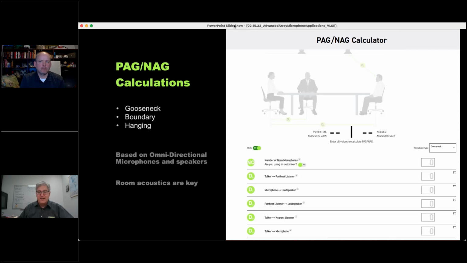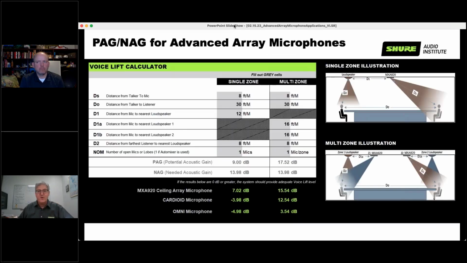Now, through lots and lots of trial and error and experience with people doing sound reinforcement and voice lift with ceiling microphones, if we go to the next slide, we've been able to come up with a worksheet that factors in the greatly superior directionality of a ceiling array microphone and the fact that you're doing multiple zones so that there's more separation between the components. So Ben, how does that adjust the numbers here for us?